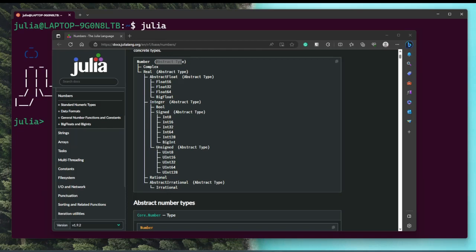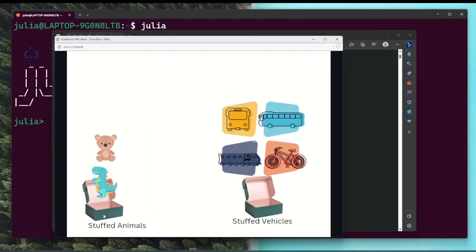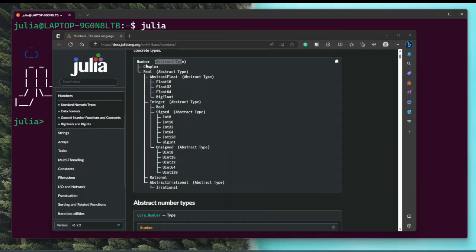An abstract type in Julia is a general category or idea of something without specifying its exact details. Example, as I showed you here. Once again, let me bring that up. This is a general category. Stuffed animal is a general category. Vehicles is a general category, but doesn't specify any details. So numbers are also considered a general category because they don't have any real detail. Real detail lies in Bool and Int16.